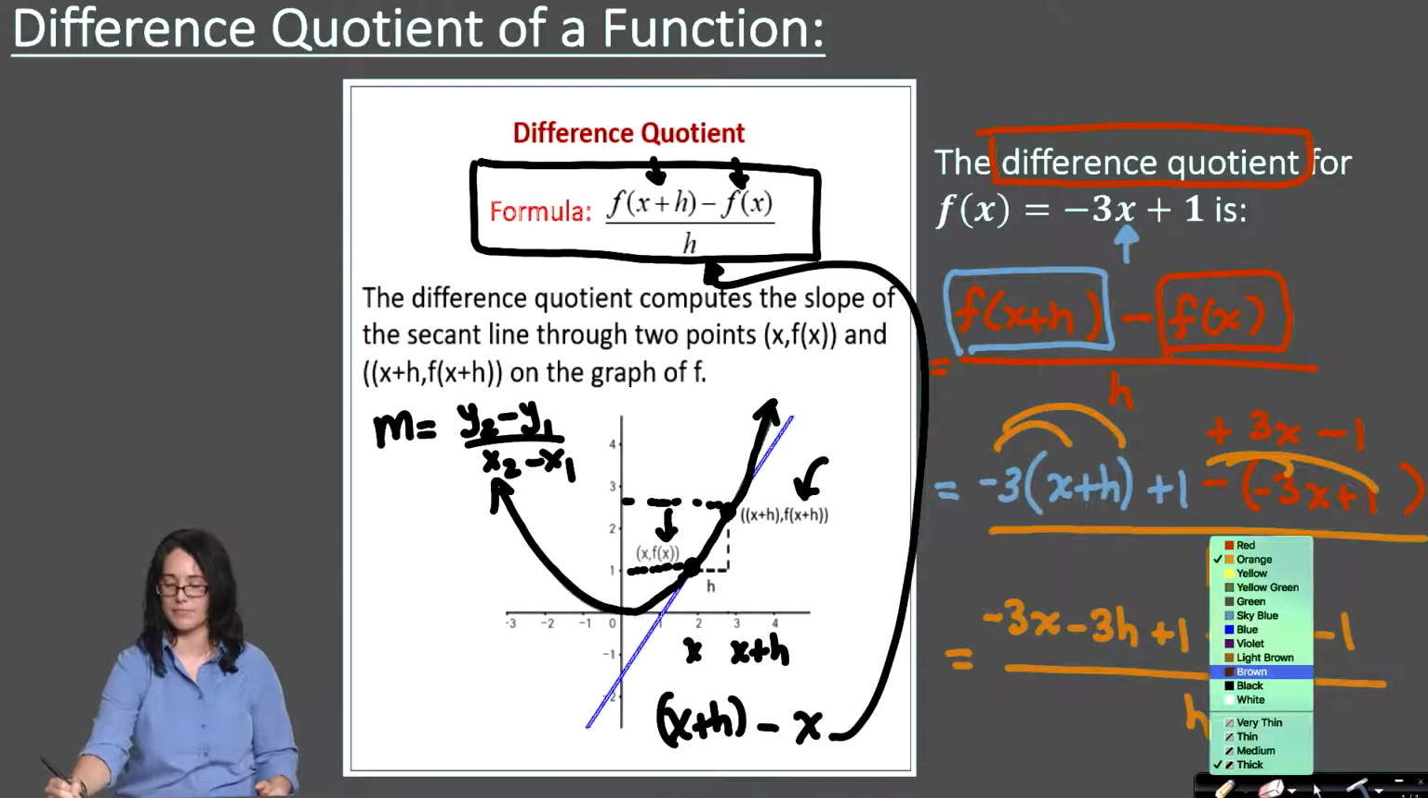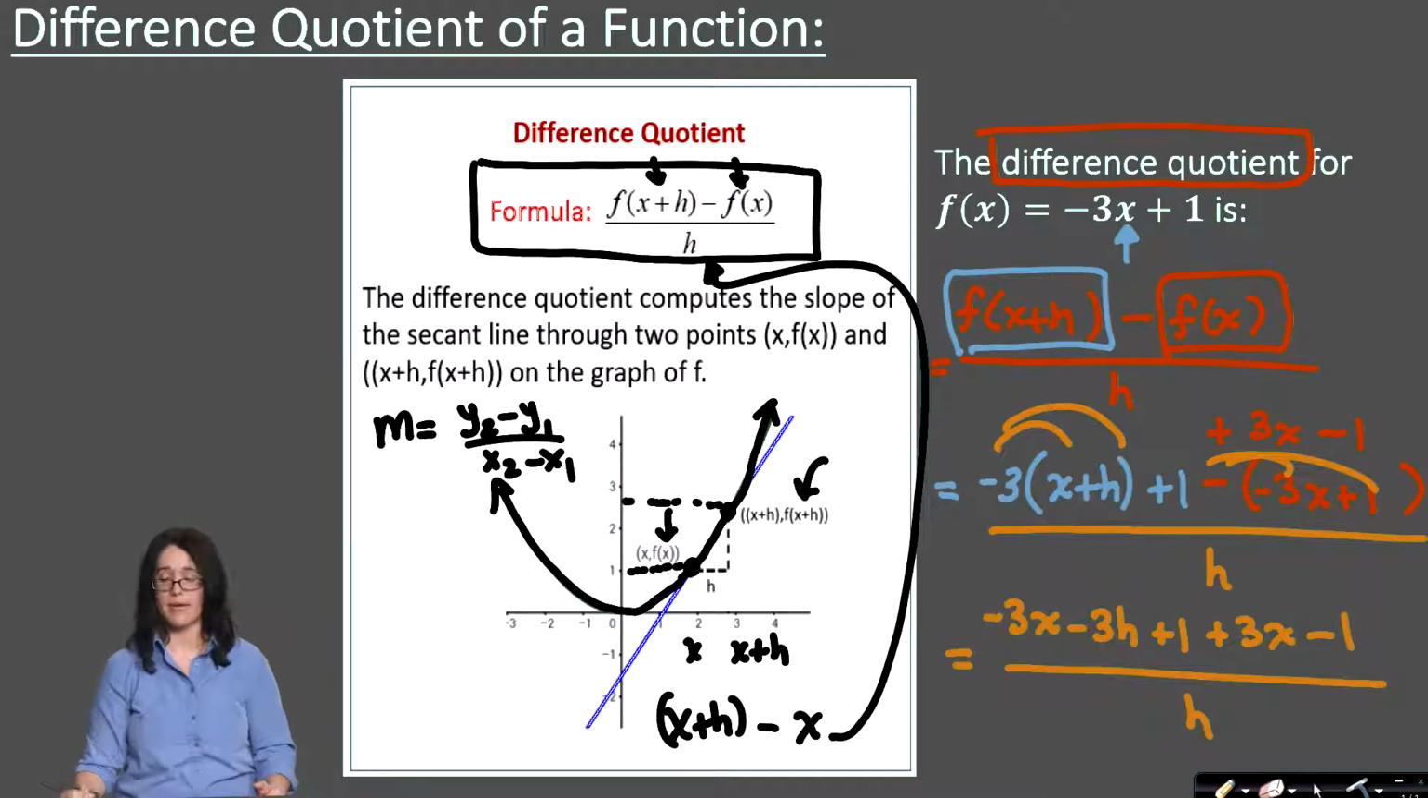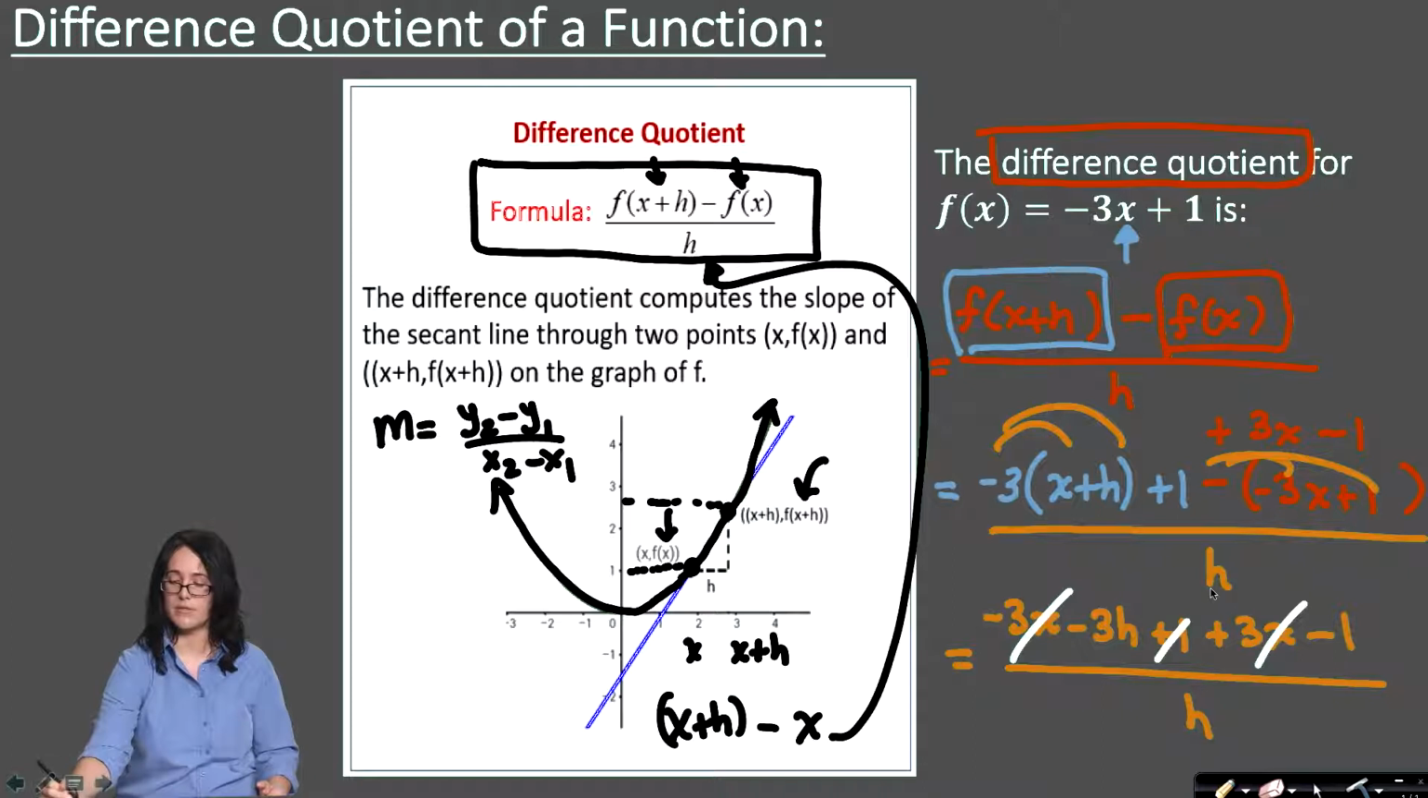What canceled? The negative 3x and the positive 3x. Yep, death to you, death to you. The positive 1 and the negative 1. Death to you, death to you. What's left there? Just negative 3h divided by h. Well, if they both have an h in common, doesn't that just mean that they cancel out? So I have negative 3.